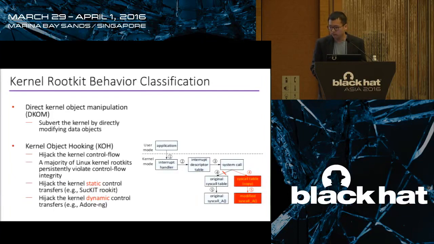Here are two specific examples of these rootkits. One is the Suterusu rootkit. This rootkit gives you a fake syscall table. Another example is the Adore-ng rootkit. This rootkit changes the control flow at the virtual file system layer for some of the syscall routines.